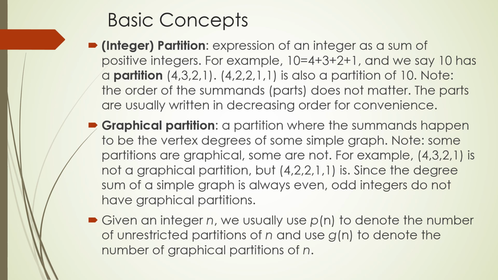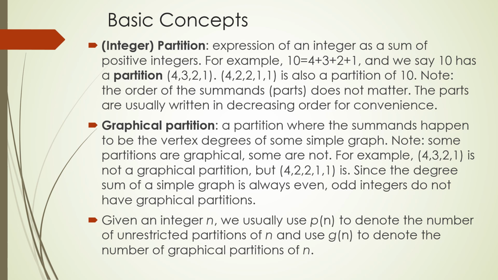So a graphical partition is just an integer partition whose summands or parts happen to be the vertex degrees of some simple graph. I trust we are all familiar with the concept of graph from discrete mathematics, which consists of a set of nodes together with the edges between those nodes. With such a concept of graph, we can introduce the concept of vertex degrees, which is the number of incident edges or neighbors of that vertex. So for any given graph, we can produce the list of vertex degrees.